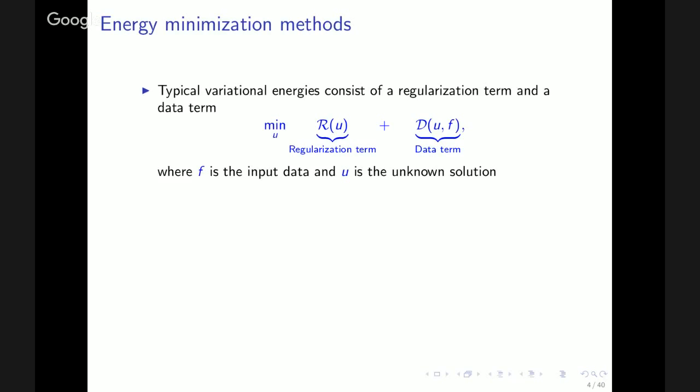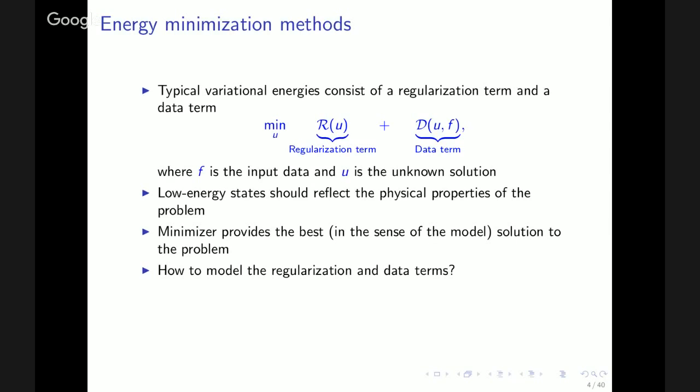And the regularization term puts a prior on your solution. It's a so-called smoothness prior. So if you know, for example, my solution is piecewise constant or piecewise affine, piecewise smooth, or textured or whatever, you could try to look for a suitable regularizer that puts this prior knowledge on your solution and favors, for example, smooth solutions. And the key to the success of this kind of approaches is to model both terms, the regularizer and the data term, such that low energy states reflect the physical properties of your problem. And then when you're able to compute the minimizer of the problem, you of course have the best solution to your problem in terms of your model, of course.